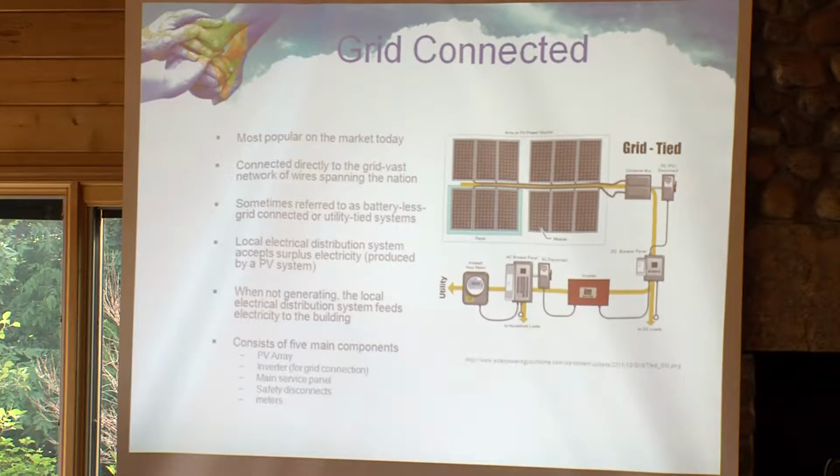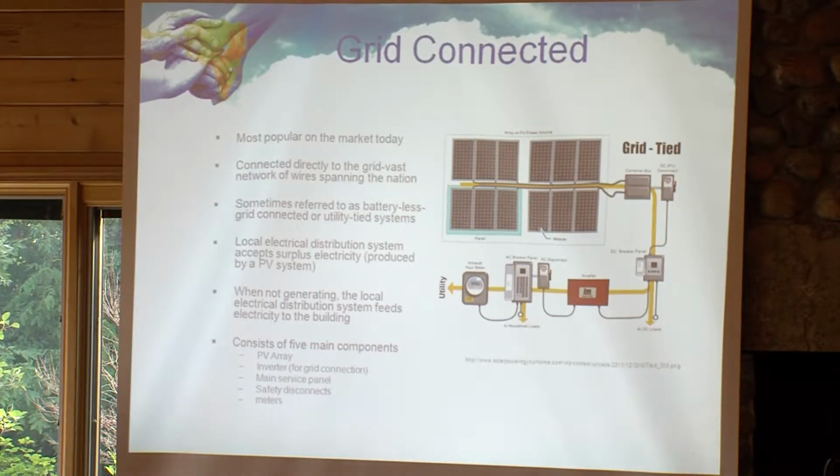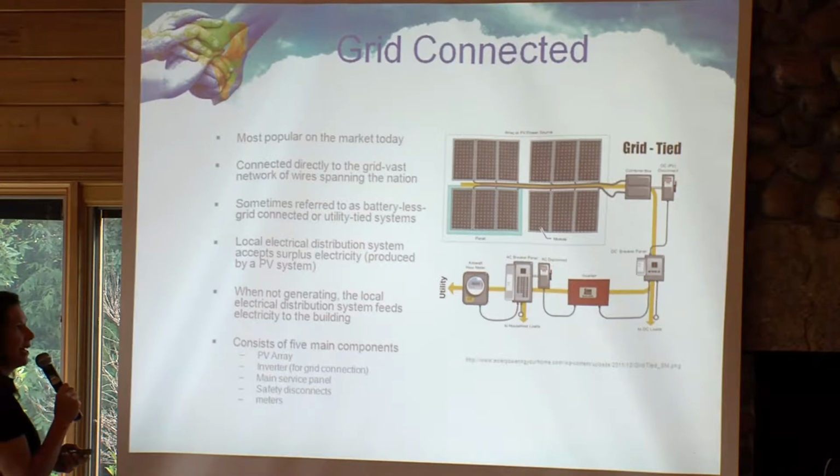So, different system options, depending on your particular situation and site and what your goals are. You might choose to have a solar electric system that is grid connected, in which case, just a few things about grid connection. It is the most popular system type on the market today. It's connected directly to the grid, which is a vast network of wires spanning the nation. We all know the grid. Sometimes referred to as battery-less grid connected or utility-tied systems.